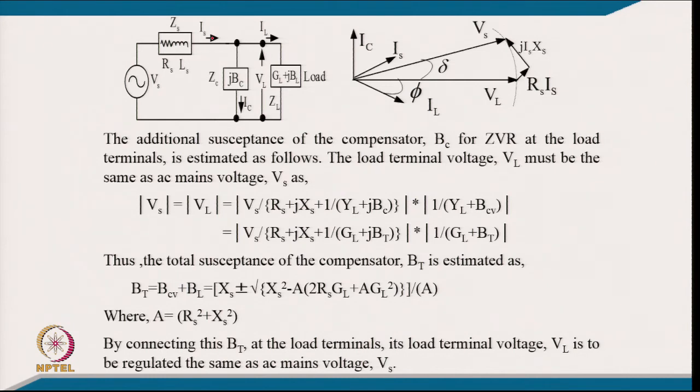Voltage profile may improve a little bit, but here we are making sure that the voltage, this load voltage, is regulated to the supply voltage by putting some extra compensation here, and how much that compensation should be, we can calculate from this derivation. The additional susceptance of the compensator BC for zero voltage regulation at the load terminal is estimated as follows.